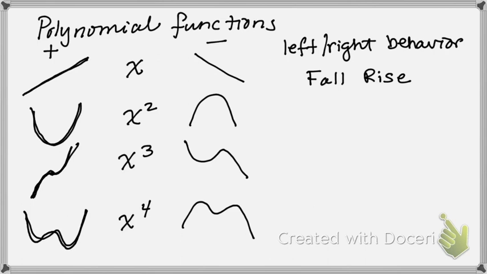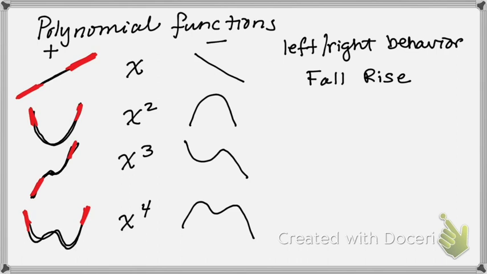For instance, if I look here, I'm saying that this rises on the right and it falls on the left. This rises on the left, rises on the right. This one falls on the left, rises on the right. This one rises on the left, rises on the right. So are we understanding that? And then if we're understanding that, let's go and see if we can answer some questions about some polynomials.